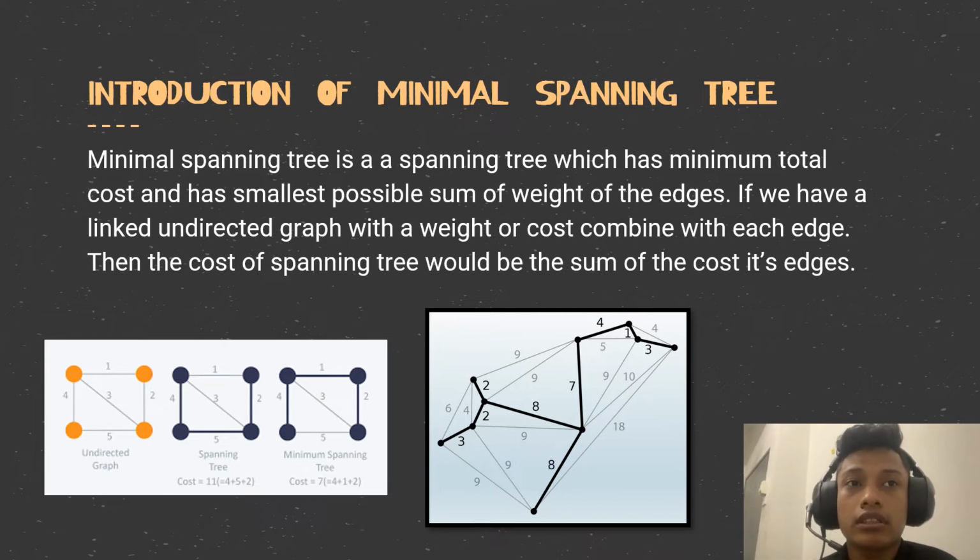Today I will talk about the introduction of minimal spanning tree. A minimal spanning tree is a spanning tree which has the minimum total cost and the smallest possible sum of weights of the edges. If you have a connected undirected graph with a weight or cost combined with each edge, then the cost of the spanning tree would be the sum of the cost of its edges.